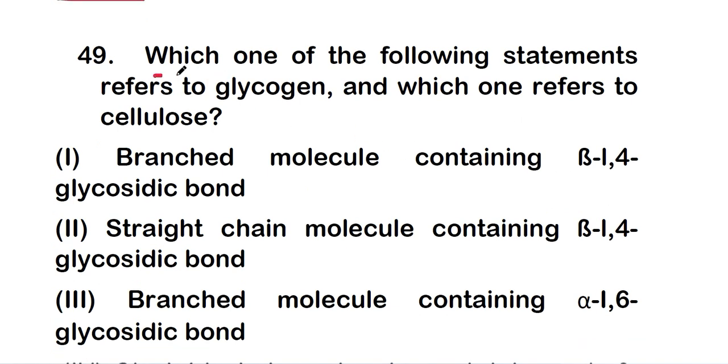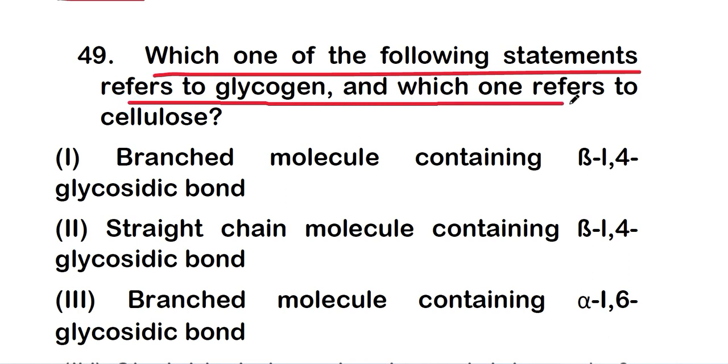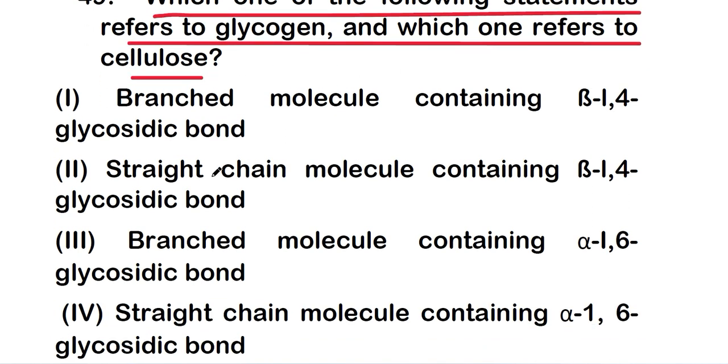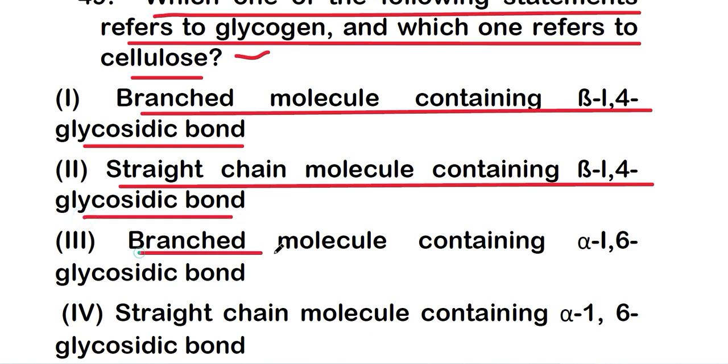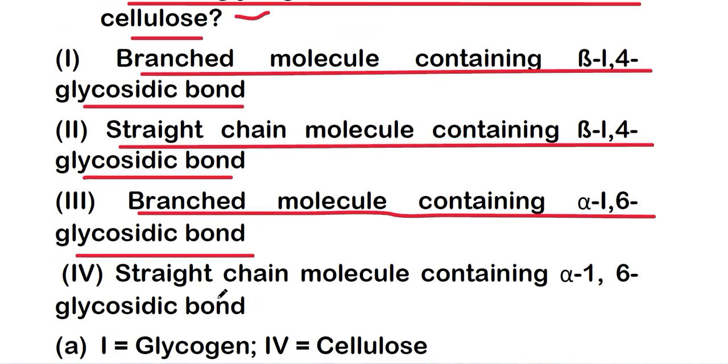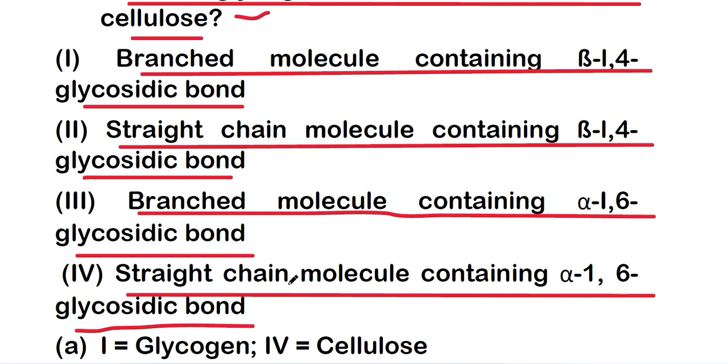The next question is: which one of the following statements refers to glycogen and which one refers to cellulose? So here four options are there. Which one represents glycogen and which one represents cellulose? So let's see. The first one is a branched molecule containing beta 1,4 glycosidic bond, then a straight chain molecule containing beta 1,4 glycosidic bond, a branched molecule containing alpha 1,6 glycosidic bond, or a straight chain molecule containing alpha 1,6 glycosidic bonds. So which one is the correct?